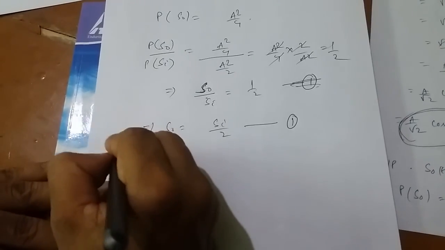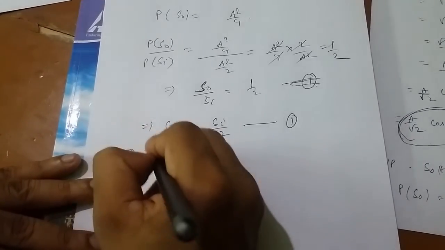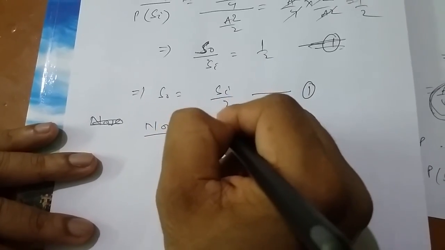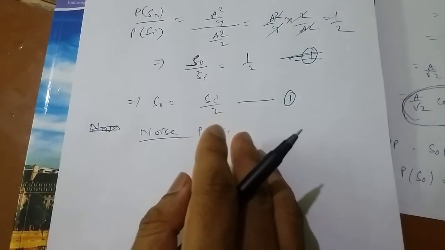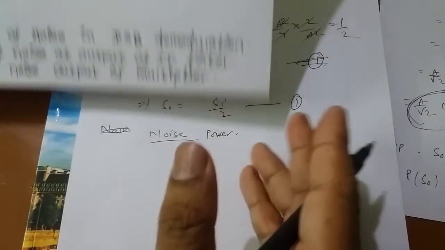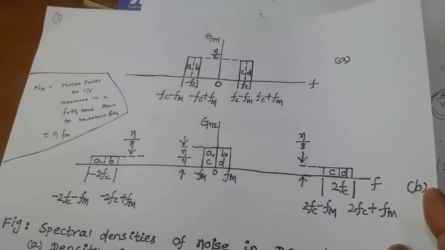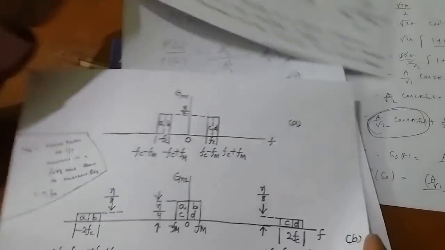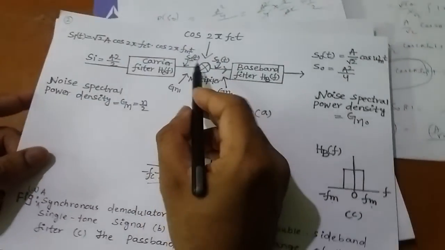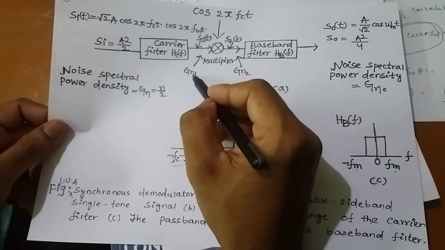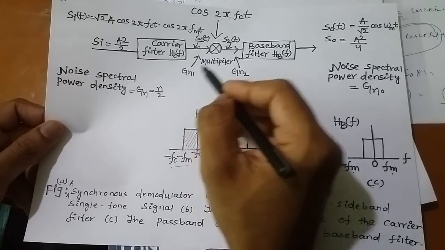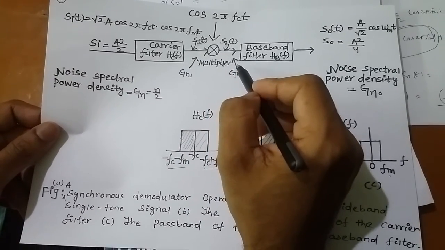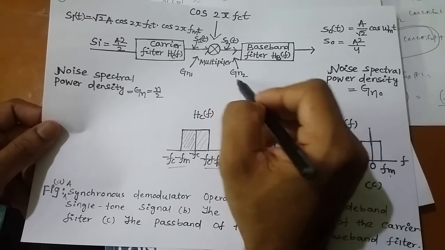Now we will calculate the noise power. Then we will take the ratio of signal to noise ratio. Now see, this is for noise. At the time the signal was S1 of t, the corresponding PSD of noise is Gn1. At the time the signal is S2 of t, the PSD is Gn2.